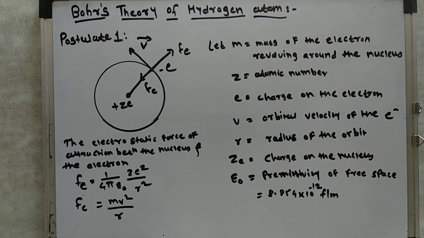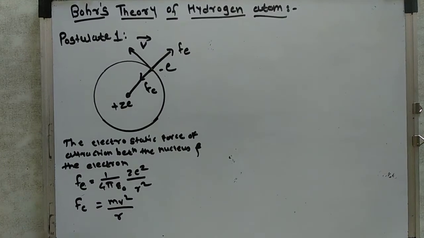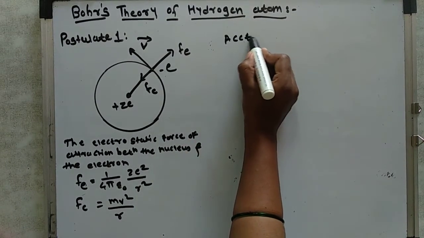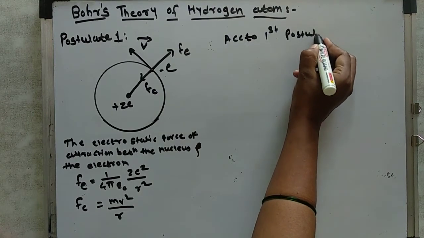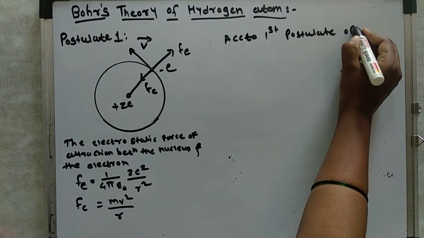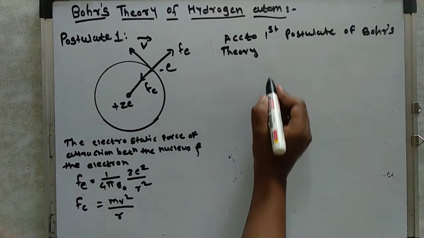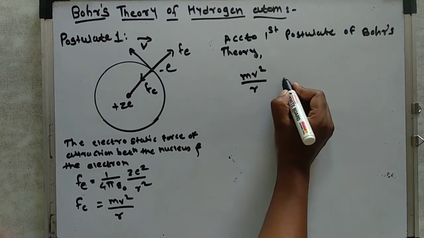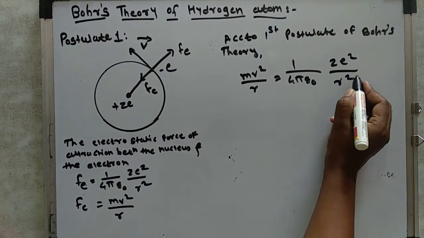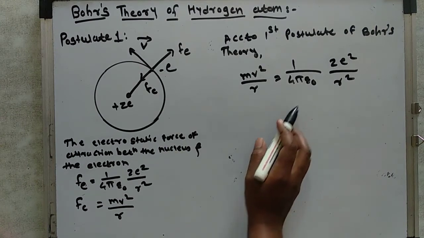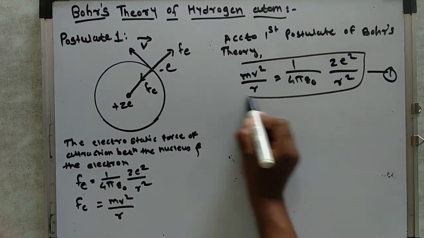Hence, according to the first postulate of Bohr's theory, mv square upon r is equal to 1 upon 4 pi epsilon naught into Ze square upon r square. This is equation number first.